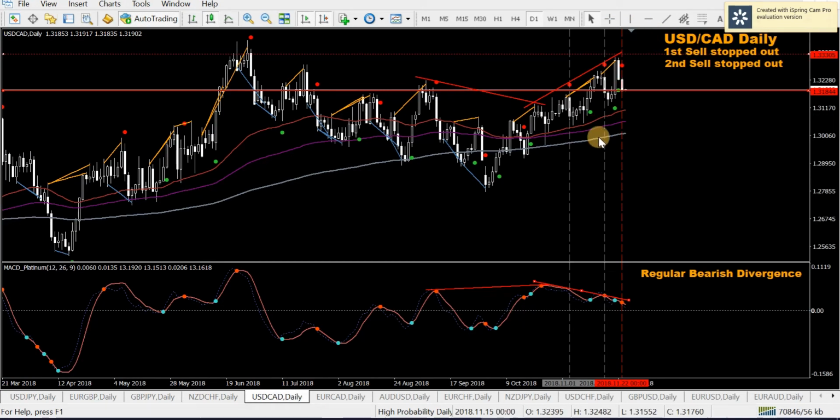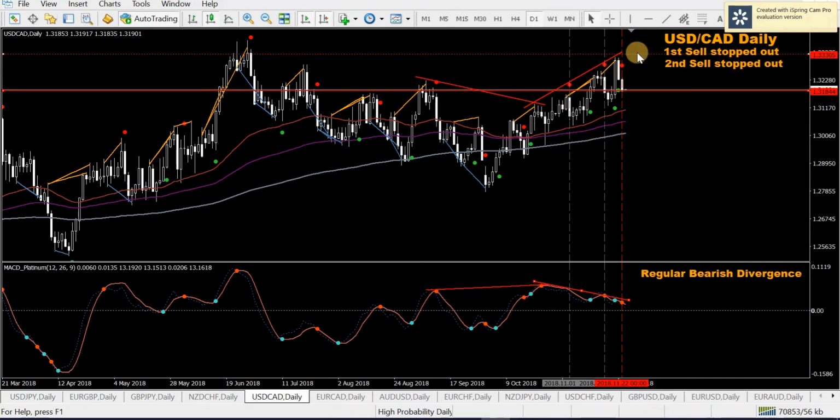USD CAD. Here I took a third sell. It's a high risk trade against the trend. You can see the trend slowly been going up. This is my third go at this sell. That's the problem with taking trades when you are using regular bearish divergence like I am here.